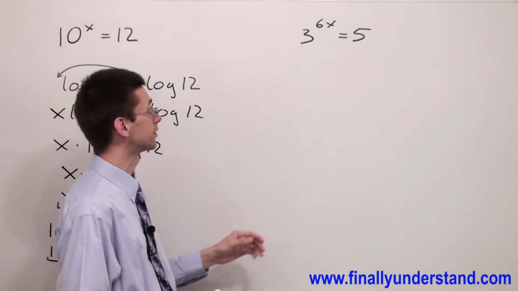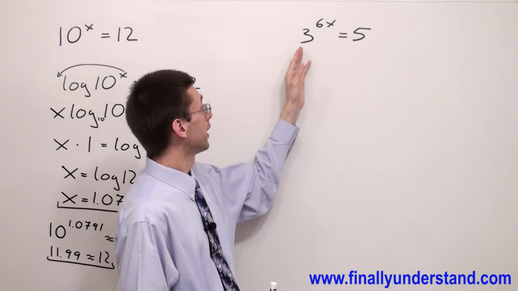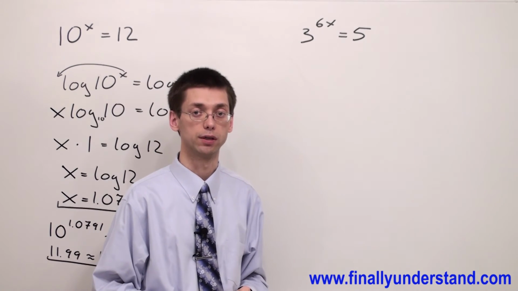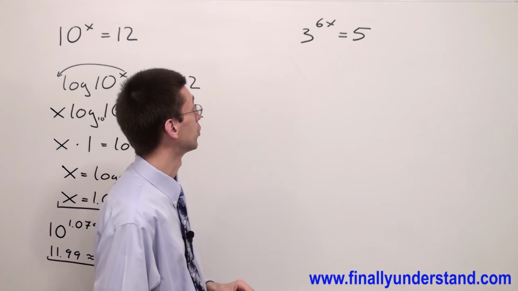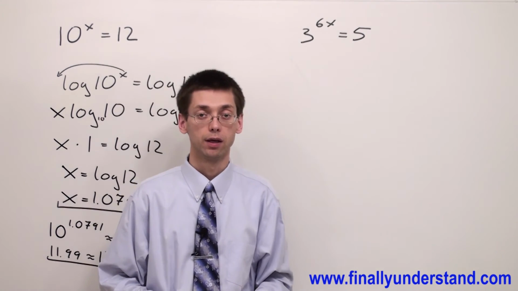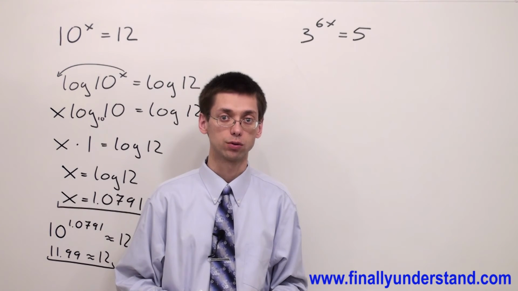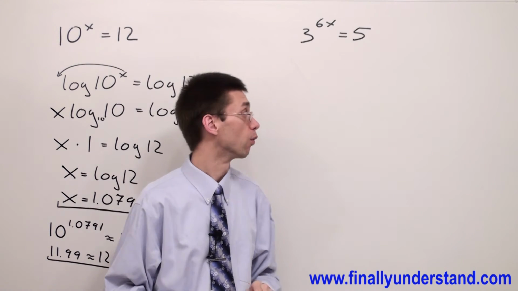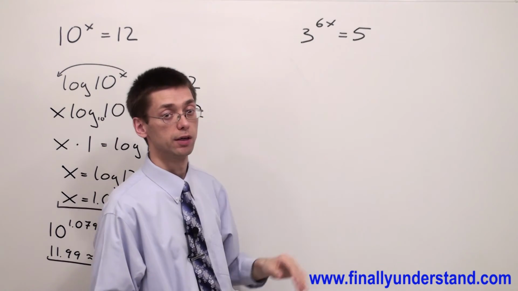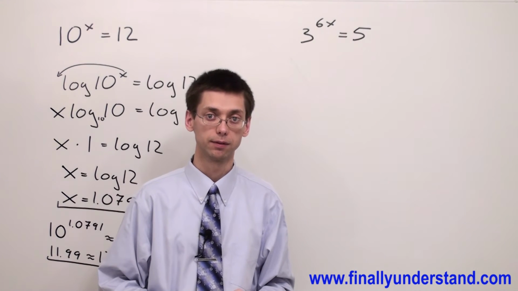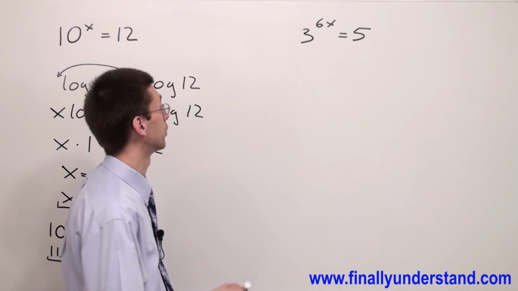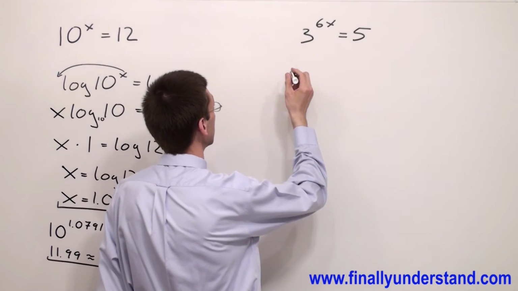Let's take a look at the second example. Again, I have x in the exponent. I have to find the value of x. So I have to apply the logarithm to both sides of my equation. I can use either log, natural log or common log. Why? Because the base of my exponent is different than 10 and is different than e. That's why I can use either one. I'm going to use common log again.